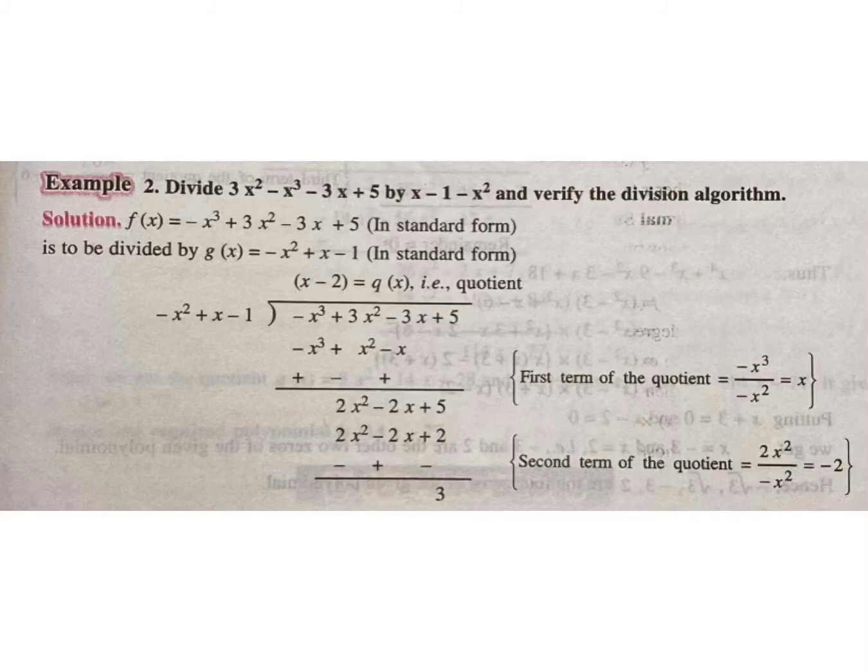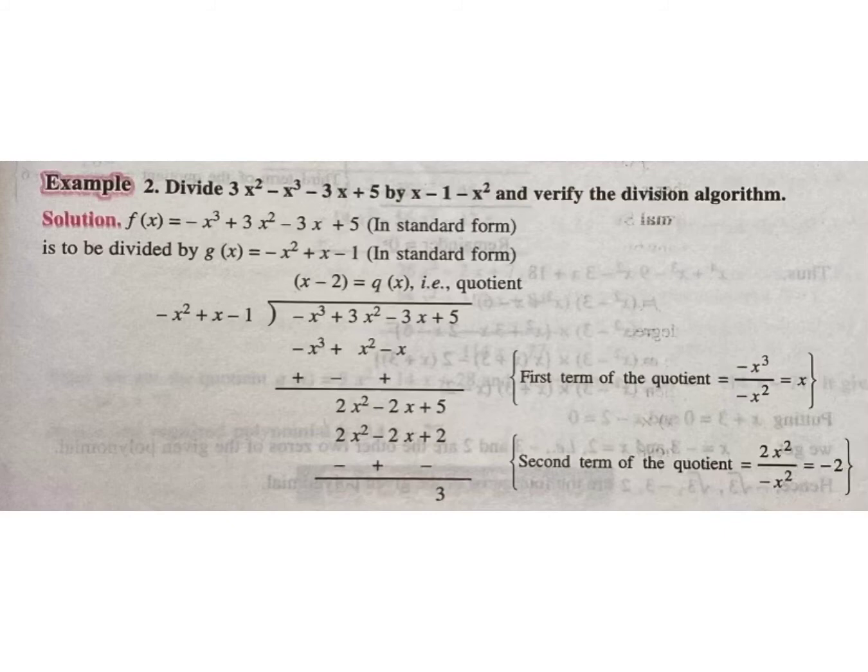Now let us see the division process. We have to divide minus x cube plus 3x square minus 3x plus 5 by minus x square plus x minus 1. The first step is divide minus x cube by minus x square. We will get x, and you can see that it is the first term of the quotient. Now for the division, multiply minus x square into x will be minus x cube, plus x into x will be plus x square, and minus 1 into x will be minus x, which is the next step of the division.